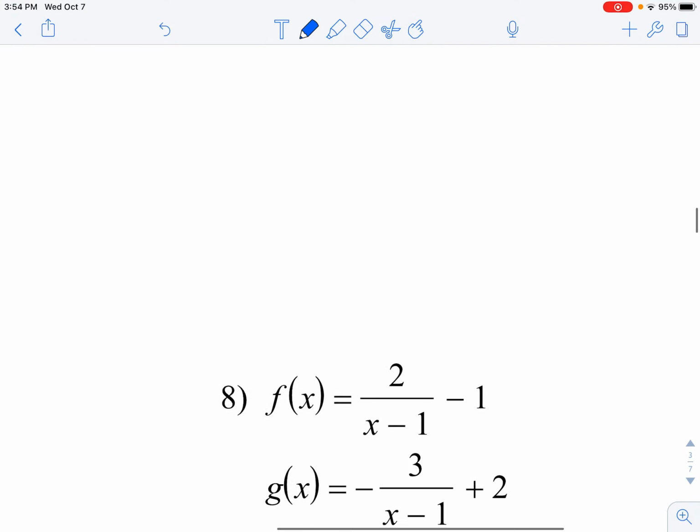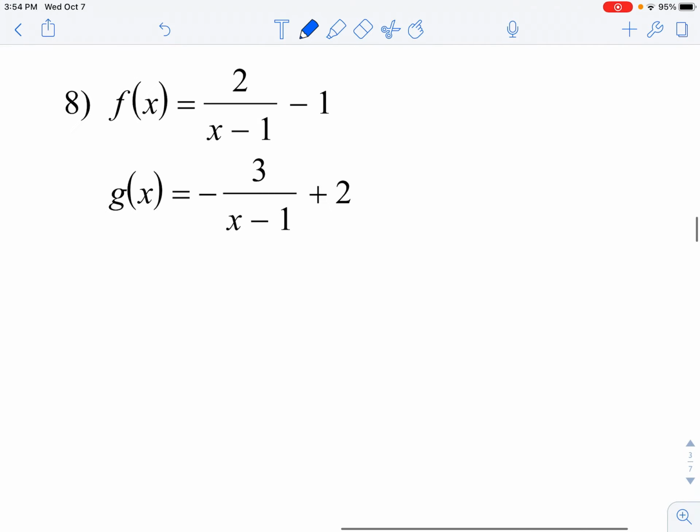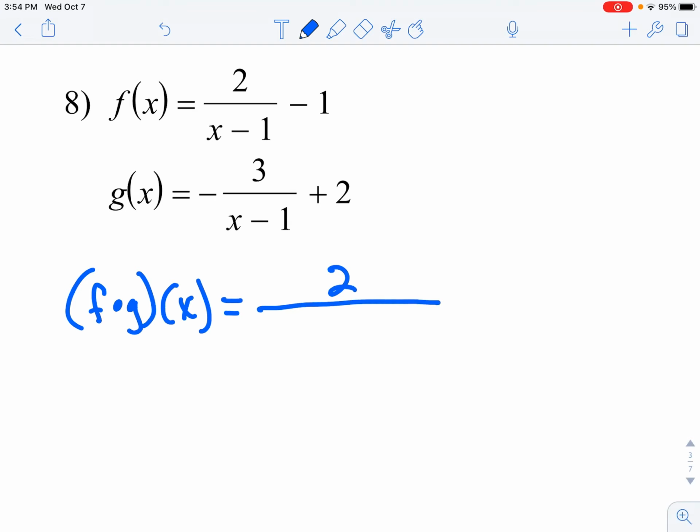Let's look at number 8. So again, we need to compose these both ways. Let's do f of g of x. So that's 2 over x minus 1 minus 1. And where this x is, that space right there, that's where I need to plug in all of that. Negative 3 over x minus 1 plus 2.